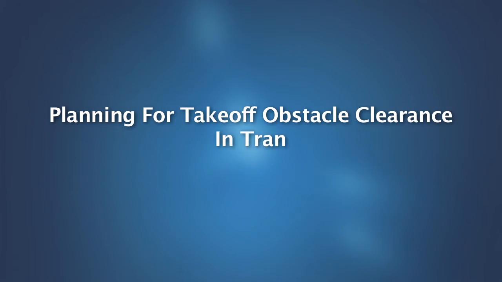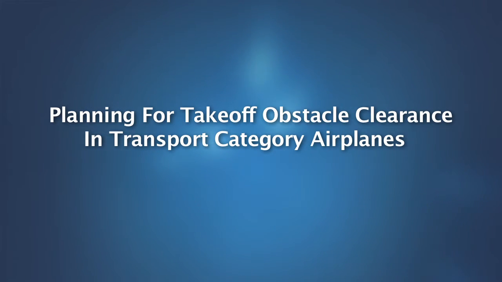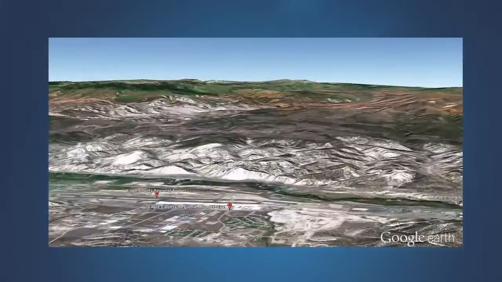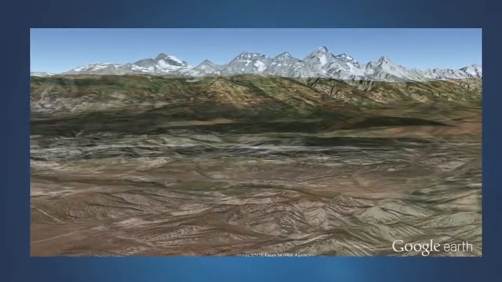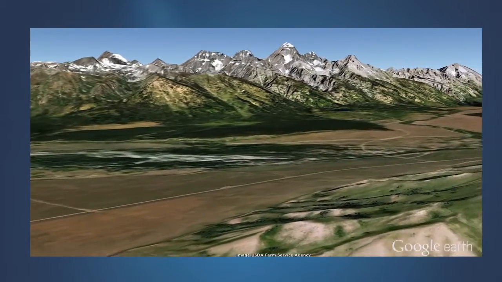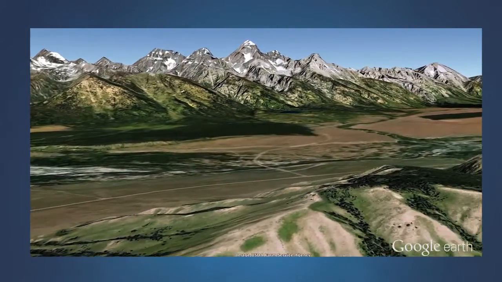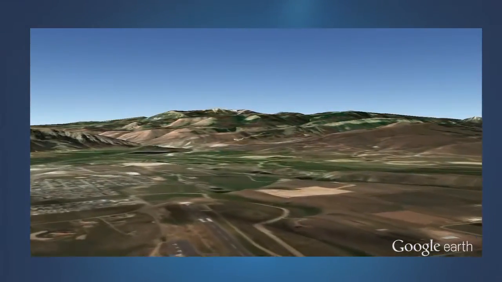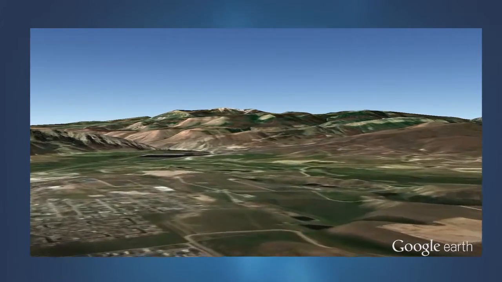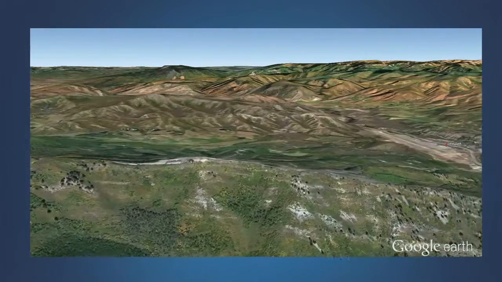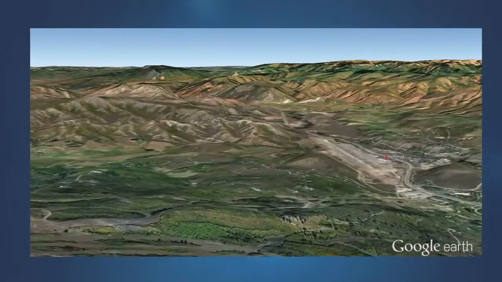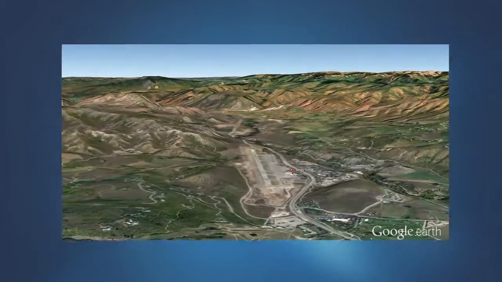Planning for takeoff obstacle clearance in transport category airplanes. Obstacle clearance is an important element in transport category airplane performance planning. This module will review the relevant certification rules, the operating rules, and FAA guidance for assessing takeoff obstacle clearance in transport category airplanes. Takeoff obstacle clearance planning often presents its greatest challenge at mountain airports.